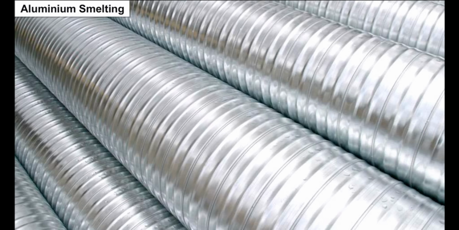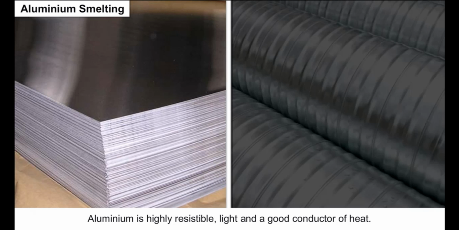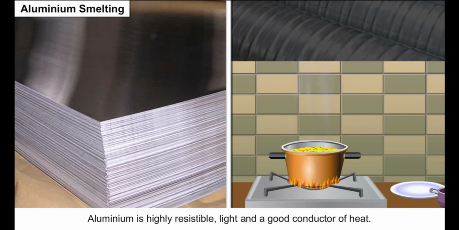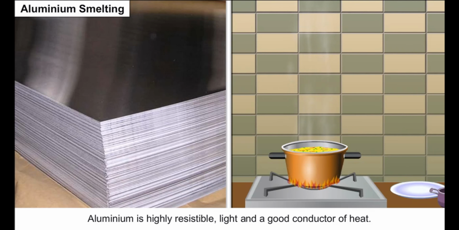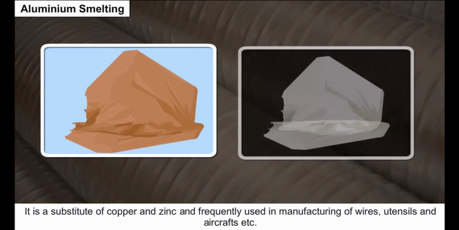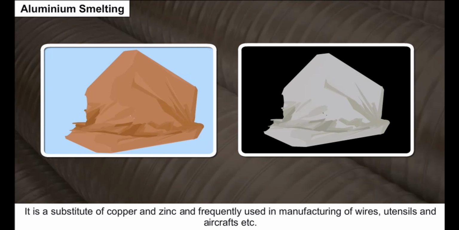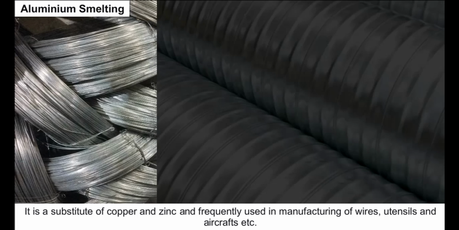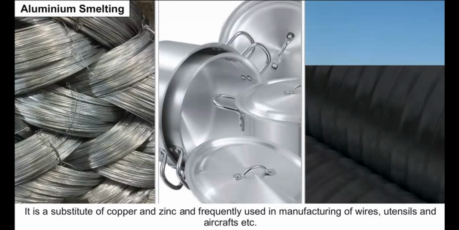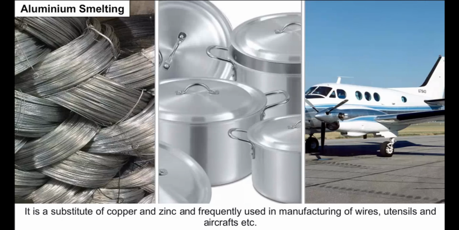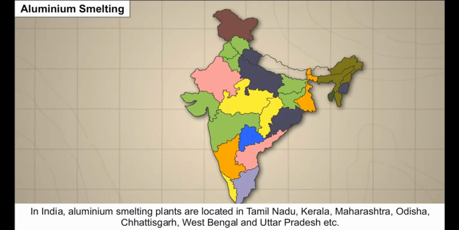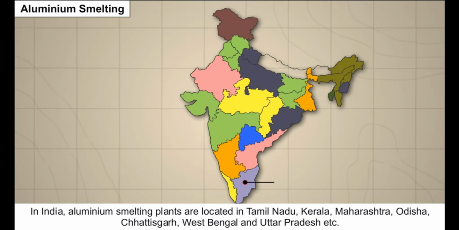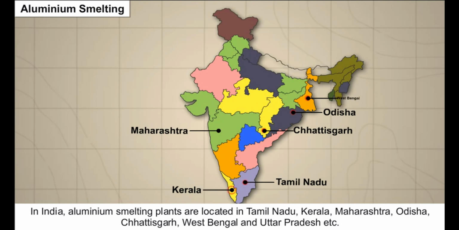Aluminium smelting. Aluminium is highly resistant, light, and a good conductor of heat. It is a substitute for copper and zinc and is frequently used in manufacturing of wires, utensils, and aircraft, etc. In India, aluminium smelting plants are located in Tamil Nadu, Kerala, Maharashtra, Odisha, Chhattisgarh, West Bengal, and Uttar Pradesh, etc.